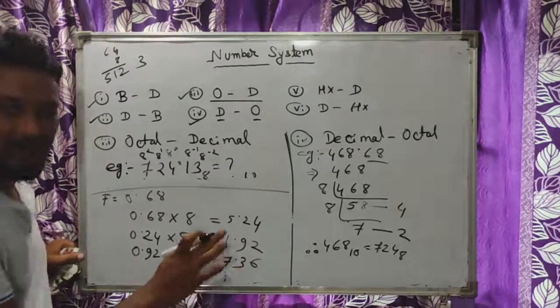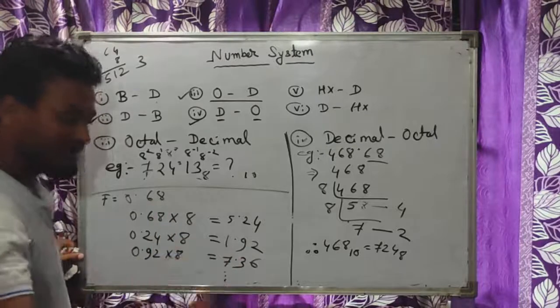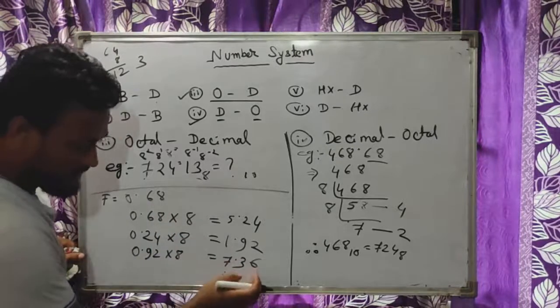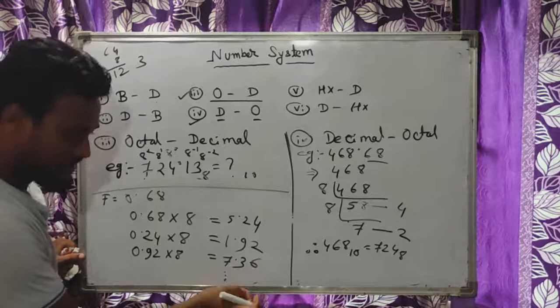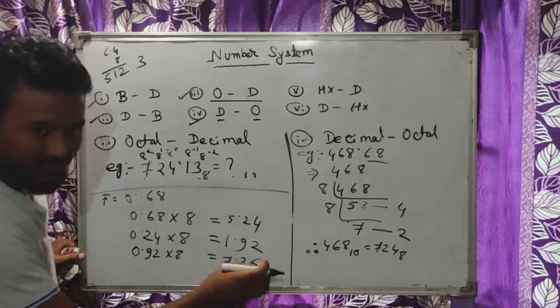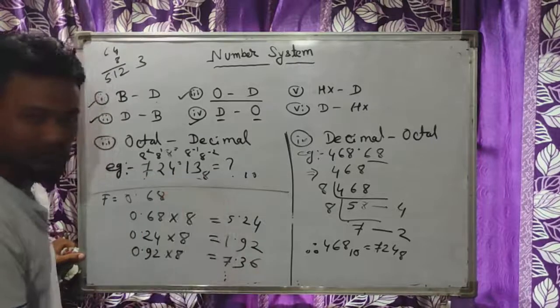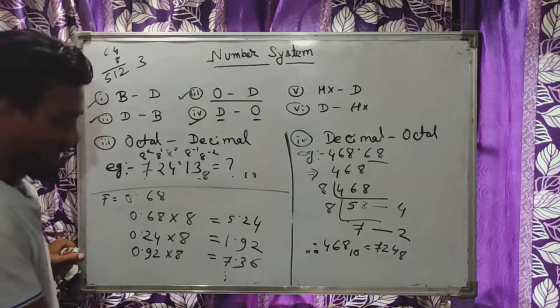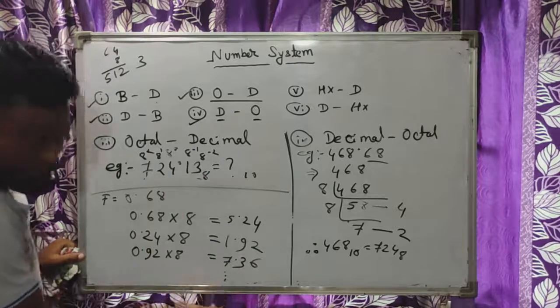You try for 5 to 6 terms. After that also, once you get 0, then fine, no need to do more. But if you are still getting this fraction part after 5 or 6 multiplications, then you can give dot dot dot like this.